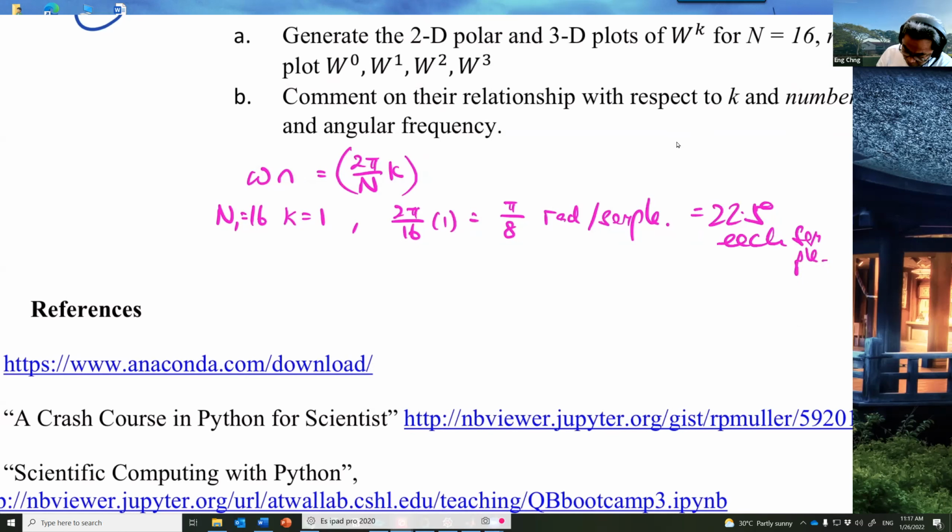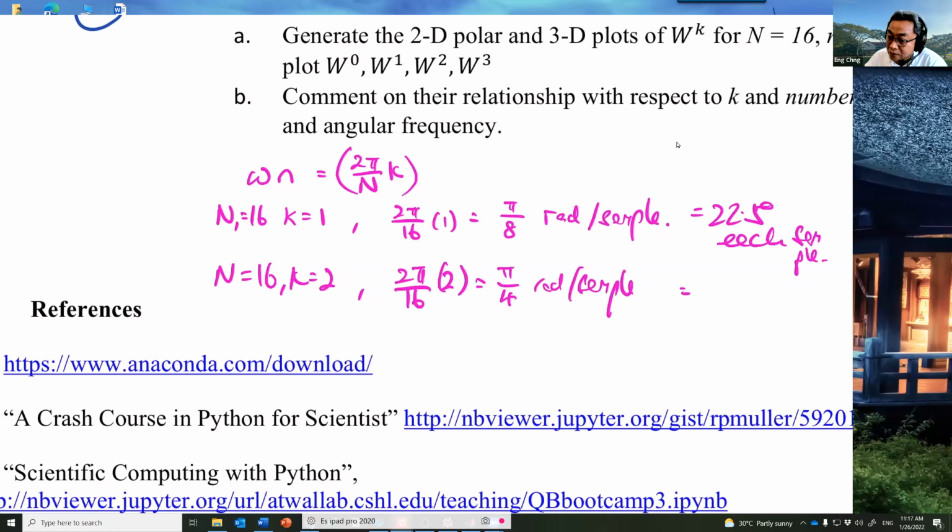All right, what about n equals 16, but k equals 2, what happened? So it's 2 pi over 16 times 2, agree? So this is pi over 4. Pi over 4. In fact, it's just double, so it becomes 45 degrees.